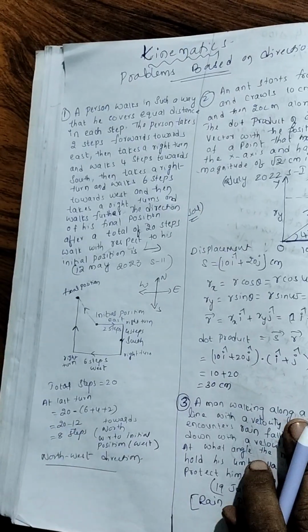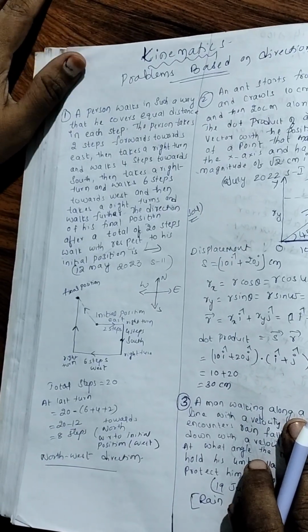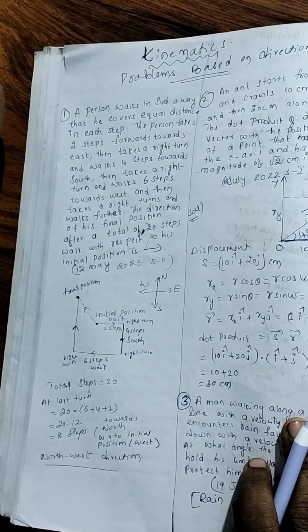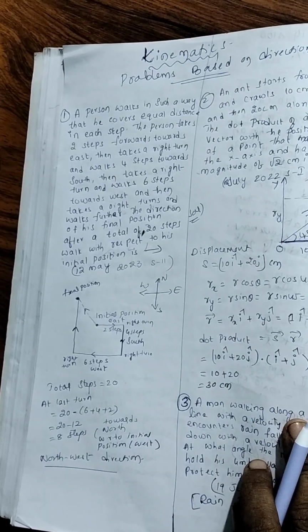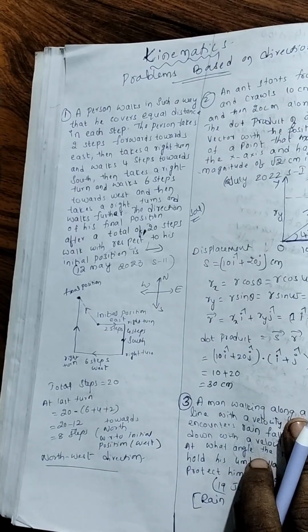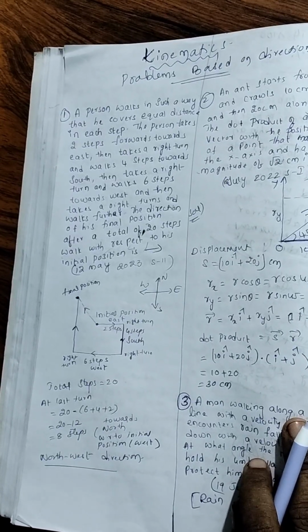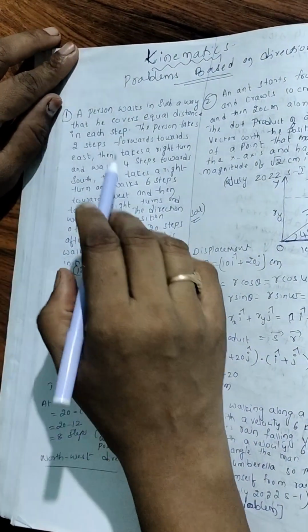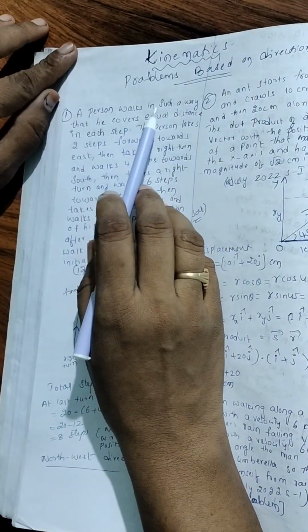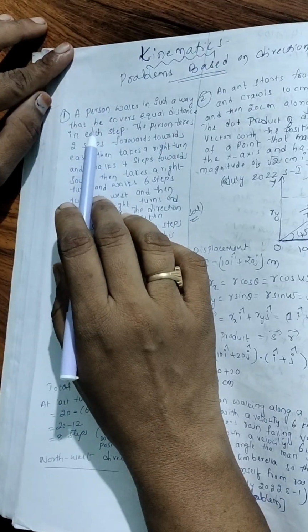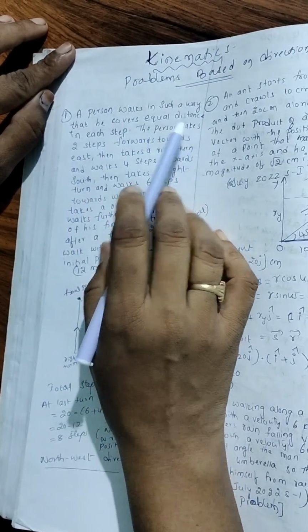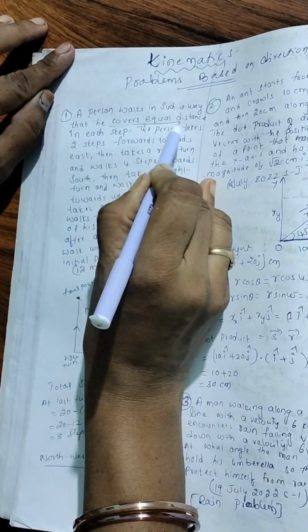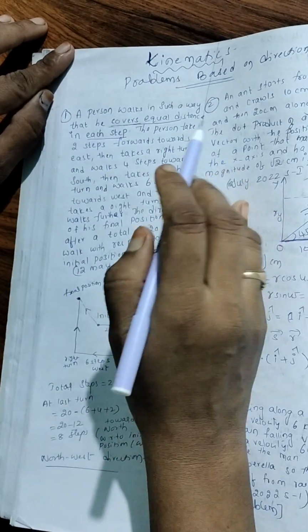Hello everyone. In this video, let us discuss some direction based problems and a few rain problems related to kinematics. The first one: a person walks in such a way that he covers equal distances in each step. He is covering equal distances in each step.